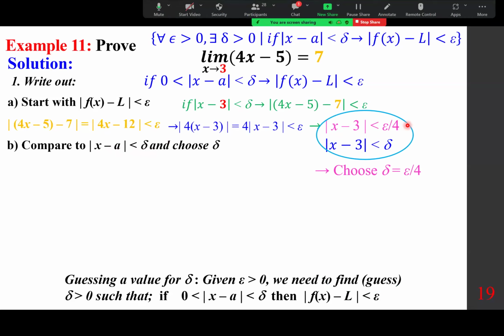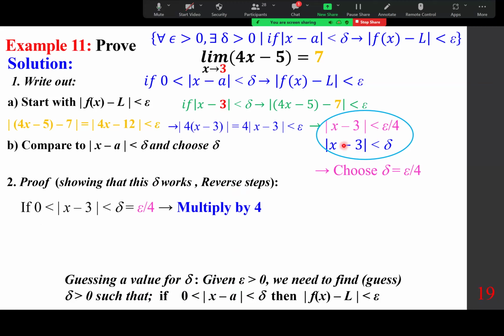Practically, we're done. Now we're going to show that this thing works. And so we are going to go back here and plug in and get to the right side. So we show that this delta works by going with the reverse steps, starting with this one and choosing delta to be epsilon over 4.